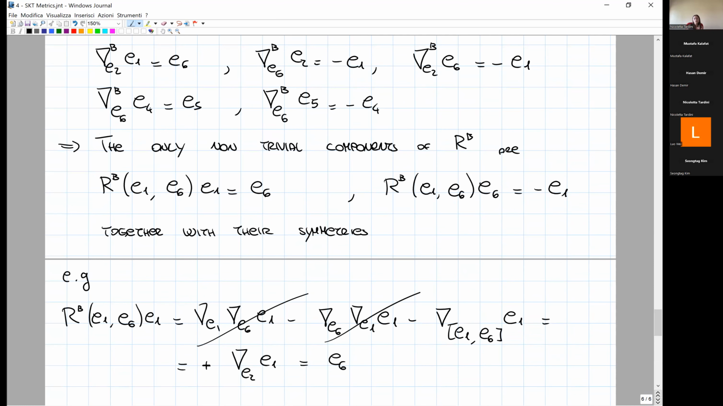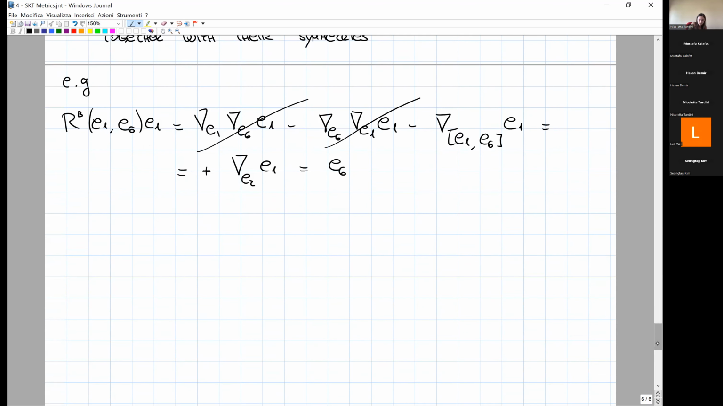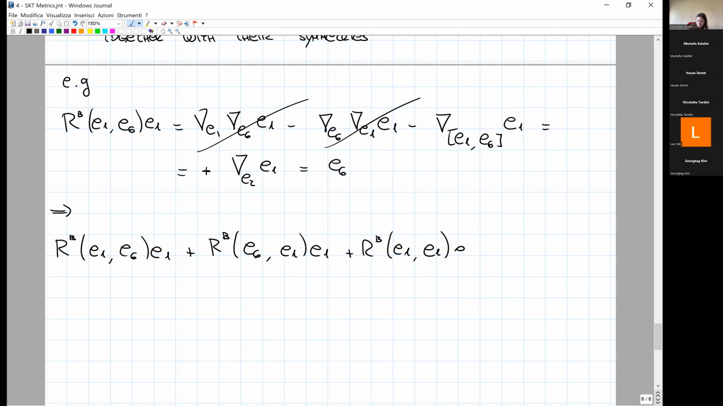And so on, okay? So you can compute the curvature for the Bismuth connection in this way. And so let's check, for instance, the Bianchi identity, okay? So if we compute RB of E1, E6, E1, the Bianchi identity means that we have a cyclic sum: RB of E6, E1, E1 plus RB of E1, E1, E6. This is symmetric, so this is 0 clearly. But then RB of E1, E6, E1 is E6, and again, because of the symmetry here, this is minus E6. And so we get 0.